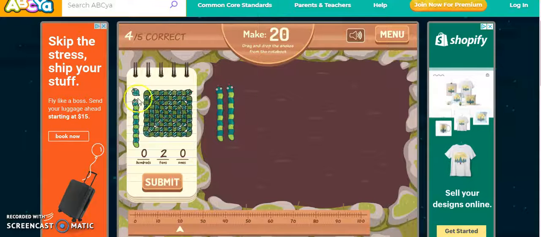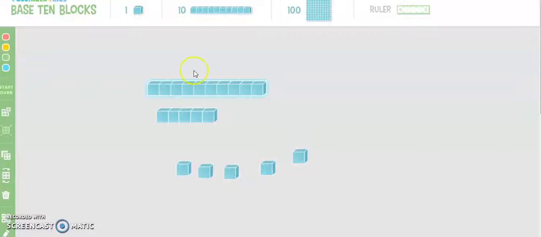But in actuality, there's actually 20. Like here. There's actually 20 of these little ones as well. They just don't make that big long snake. They're separated. So you could do either way, honestly.